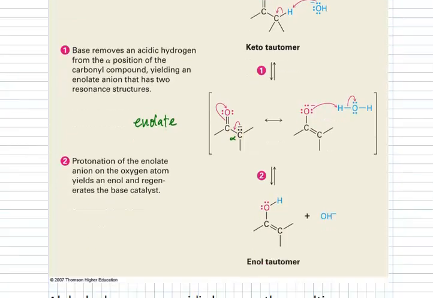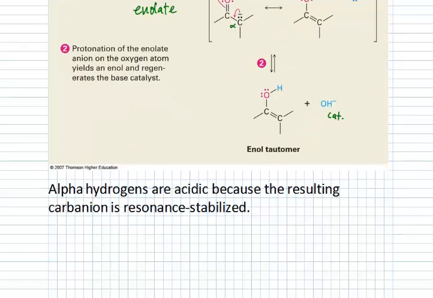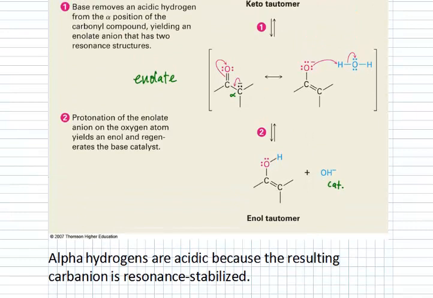So once we have the enolate ion, it's just a simple matter of the O of the oxyanion resonance structure attacking an H from water or whatever, protonating the O, giving us the enol tautomer, and that regenerates the hydroxide catalyst. So base removes the alpha hydrogen. That makes an enolate ion, and then the O is protonated. That's it. It happens that alpha hydrogens are acidic because the resulting carbanion, this alpha carbanion, is resonance stabilized.